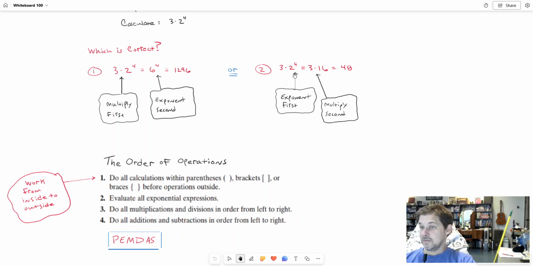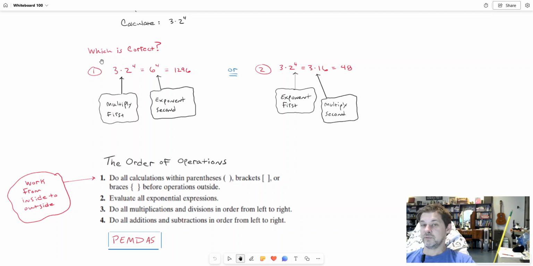Okay, 2 to the 4th power. And then third step, do all multiplications and divisions as you see them from left to right. That would leave multiplication. 3 times 16, that's 48. So it's the second way that's correct. The first way, even if it looked like it was correct, and even if somebody could do it that way, doesn't follow the order of operations.